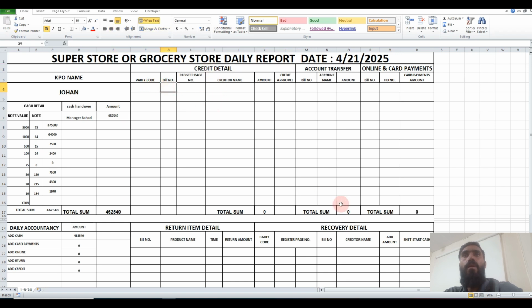Now add credit detail, bill number, register page number, customer name, amount, add same customer.